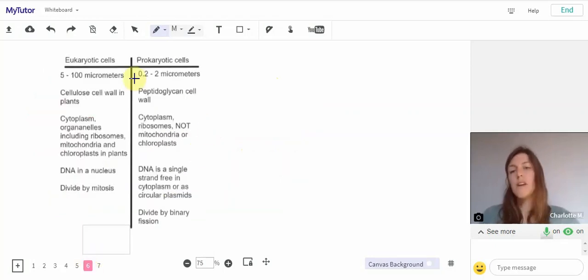The differences between eukaryotic cells and prokaryotic cells are summarised here. So eukaryotic cells are much larger at 5 to 100 micrometers, whereas prokaryotic cells are 0.2 to 2 micrometers. Plant cells have cellulose cell walls, whereas prokaryotic cells have a peptidoglycan cell wall. Prokaryotic cells don't have mitochondria or chloroplasts, and the DNA is free in the cytoplasm rather than in a nucleus. And finally, eukaryotic cells divide by mitosis, whereas prokaryotic cells divide by binary fission.